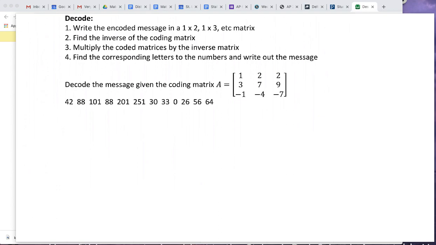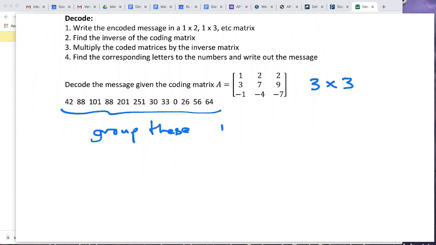Now, I notice right away that my coding matrix is a 3 by 3. That means I have to group these numbers in a 1 by 3. That way I can use that coding matrix, because again, those middle numbers have to match, and then I'll get the result. So I'm going to group these in groups of 3.